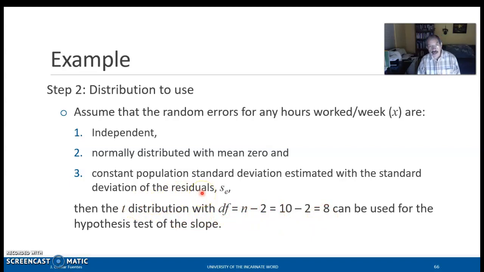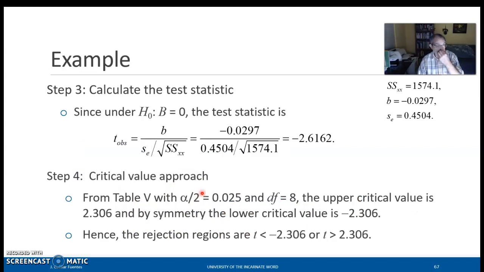All right, so now that we know what distribution to use, we proceed to calculate the test statistic, under the assumption that the parameter is 0. So this is the expression for the test statistic. I put the values that we know here, so we can just put them into the equation, and you see that the t observed is minus 2.6162.